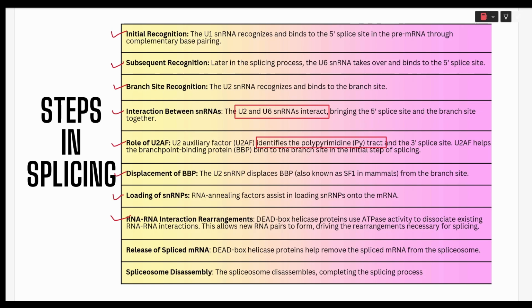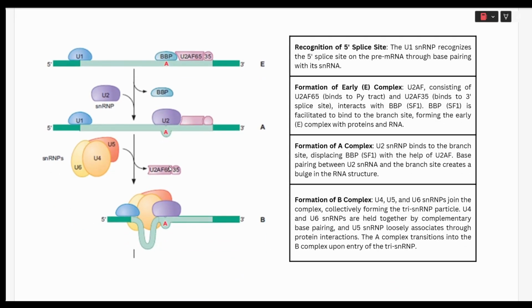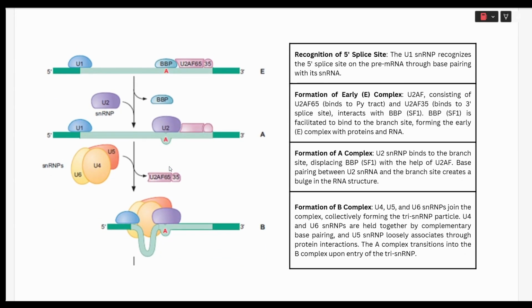Now, the release of the spliced mRNA, this is the second last, and the spliceosome disassembly, just like a ribosome, after the translation is done, the ribosome disassembles. The same goes for the spliceosome. Now, let's move to the actual process. So, as you can see here, this is the process that I have mentioned here.